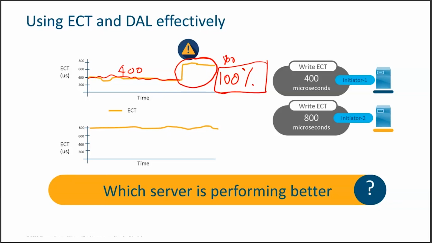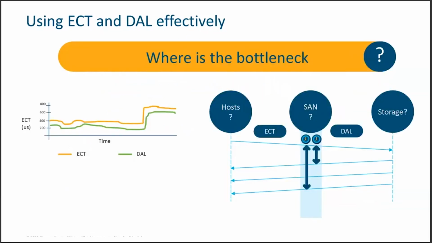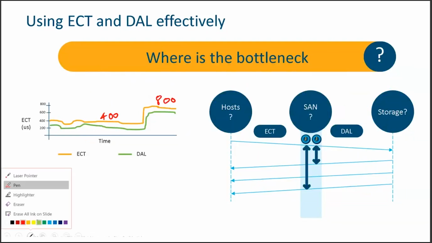Because storage is an ocean in itself. There's a SAN, and we talked about all this complexity yesterday morning. So this is where DAL comes into play, because remember, what is DAL? DAL is essentially that initial delay within the storage array. So if you see a graph like this, where your ECT moves from 400 to 800, and then your DAL increases, let's say it was 300, and then it moves to 700. Yeah, maybe.